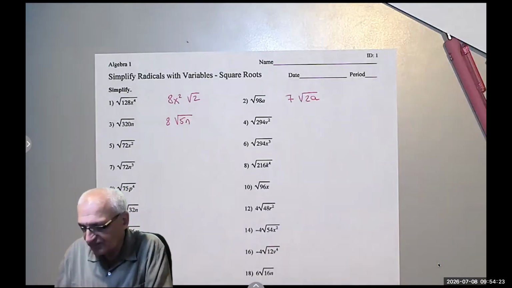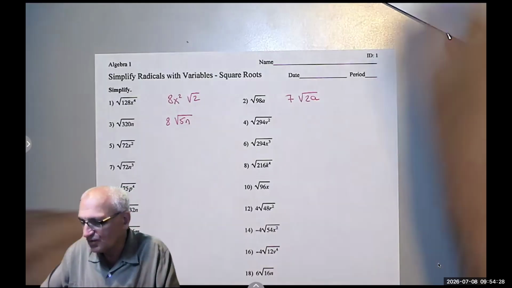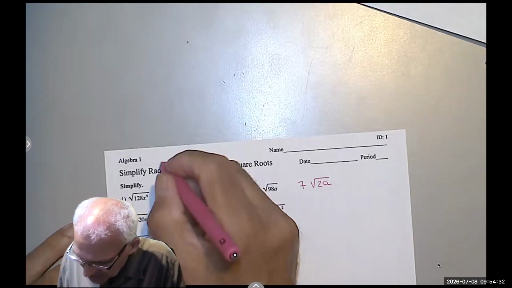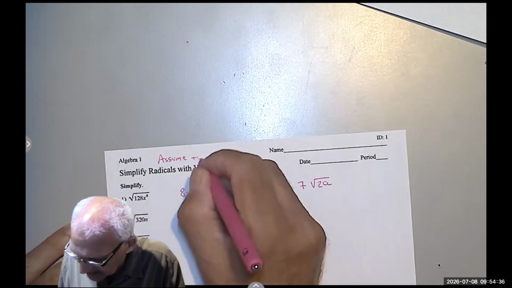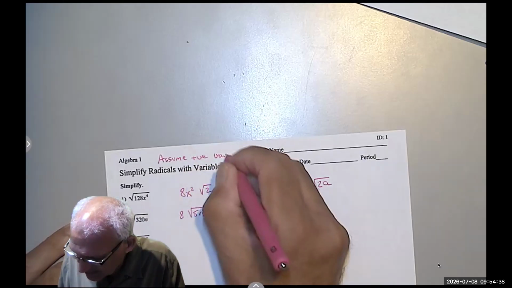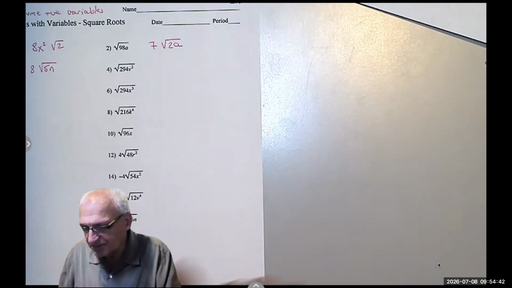Now we have to be careful with the next one. Well, I think in Algebra 1, you don't worry about that. Here we're going to say, assume positive variables. What does that even mean? I'll tell you what it means.